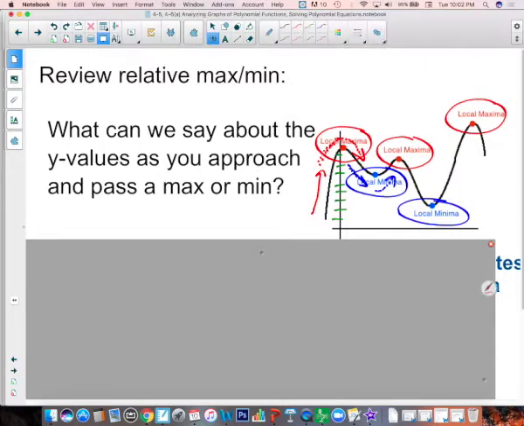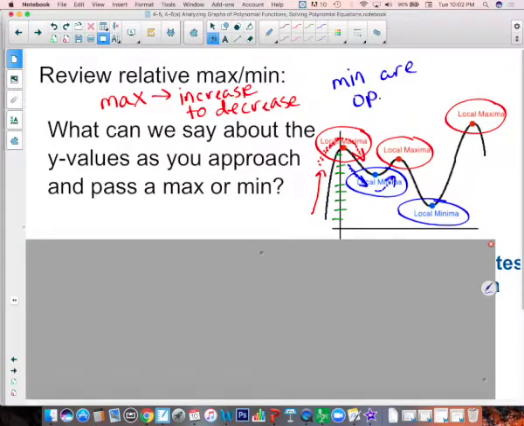So maximums will be increasing to decreasing. And minimums will be the opposite of that. Minimums are the opposite of that, so it'll be decreasing to increasing.